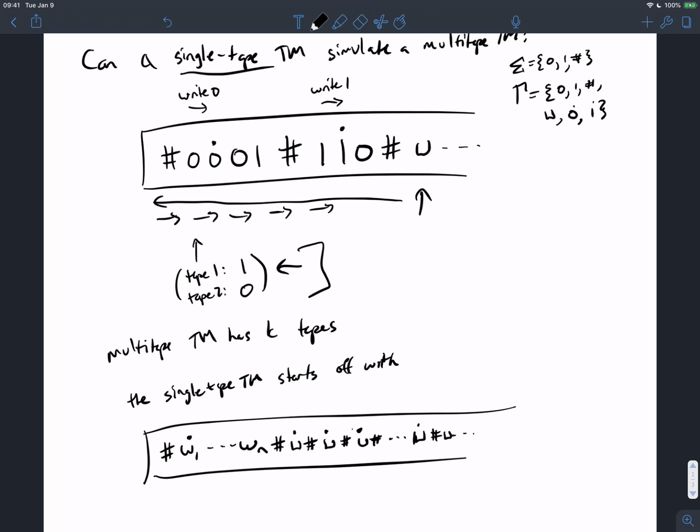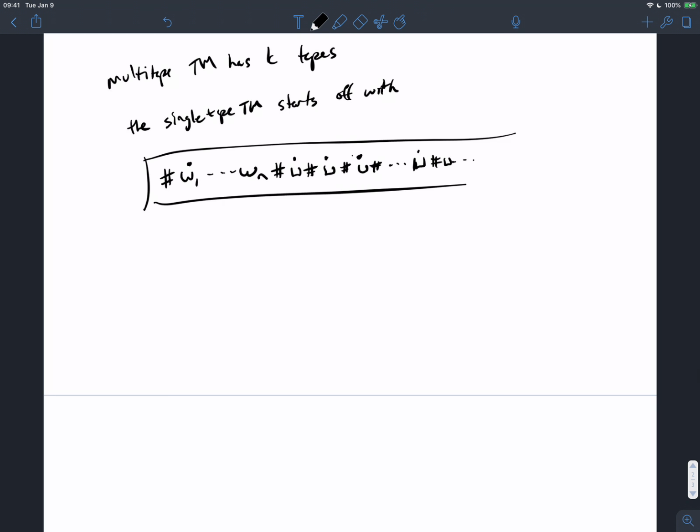Okay, so you may be wondering, I get the essential idea, but how do I even remember this? How you do that is you remember all the size of gamma to the K possible choices of symbols in states. Because K is fixed and the tape alphabet is fixed, I can actually write in a state all possible ways of doing this.